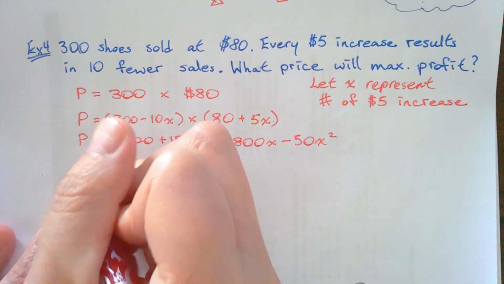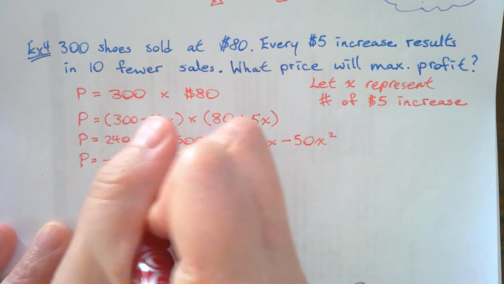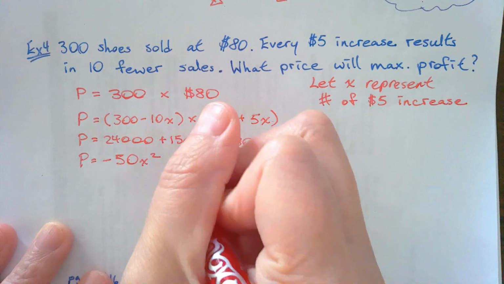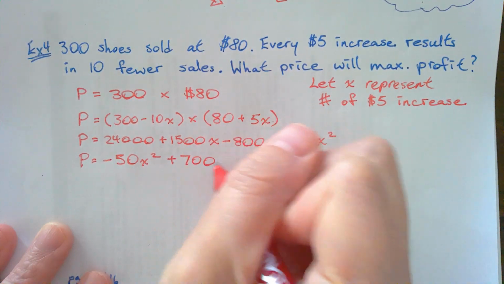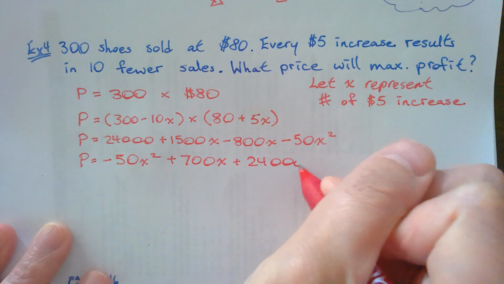All right, let's rewrite it so that it's in proper standard form. So I'm putting my x squared term first, and then the plus 700x plus 24,000.